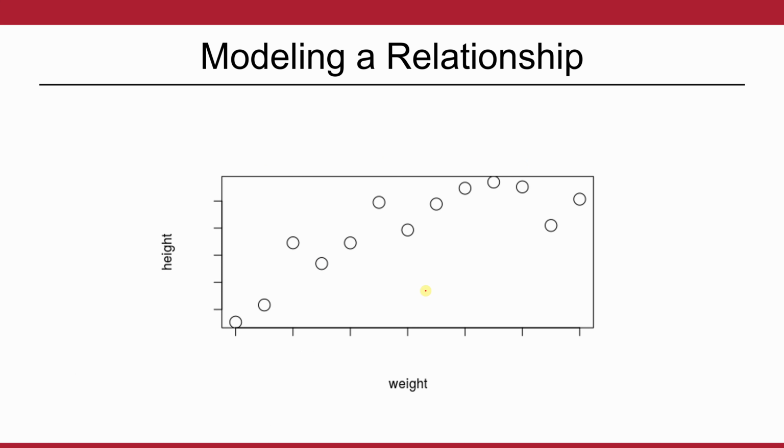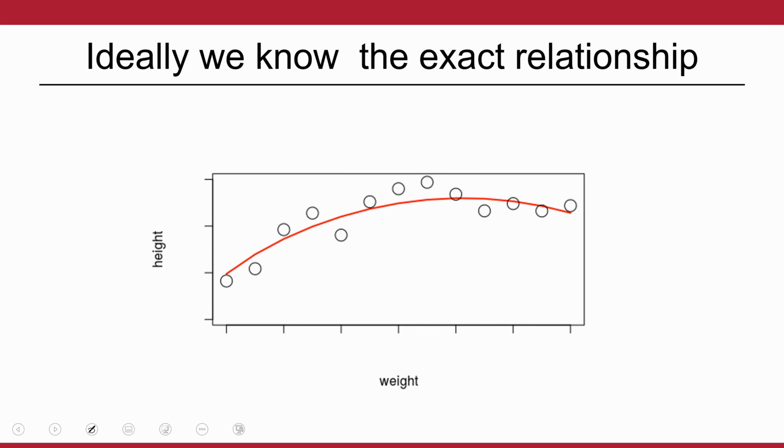Suppose we have height and weight data, and we want to model a relationship between height and weight. We see that for low weights, the height's pretty low. Then for middle weights, the height goes up, seems to be a positive relationship. But then eventually weight goes up, and you don't get taller and taller. You're just obese, unfortunately. So we want to model this relationship.